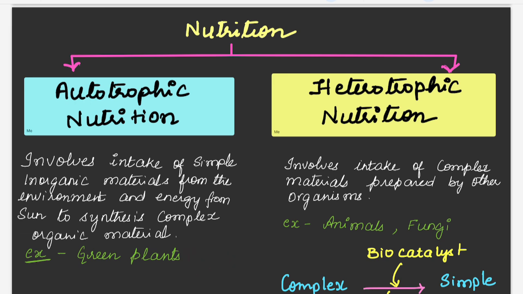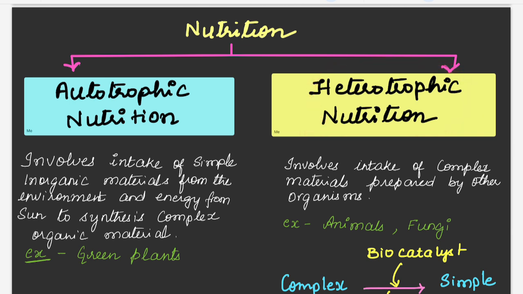Using sunlight they will synthesize. Synthesize means they will produce complex organic material. The complex organic material will be glucose. That is called autotrophic nutrition. So autotrophic nutrition is nothing but formation of complex organic material using inorganic materials like carbon dioxide and water in the presence of sunlight.